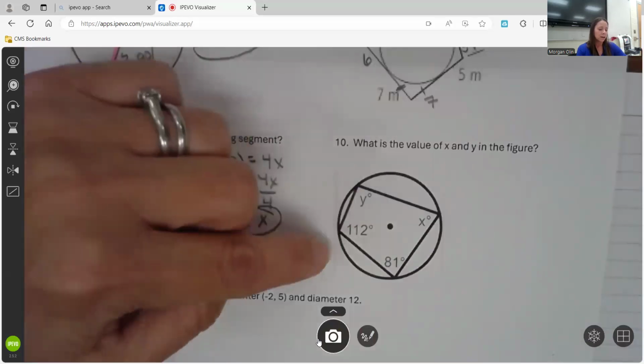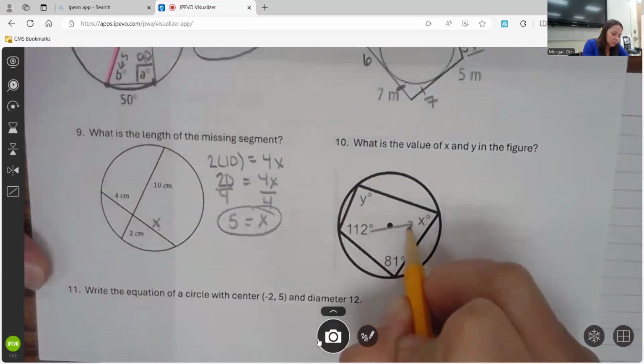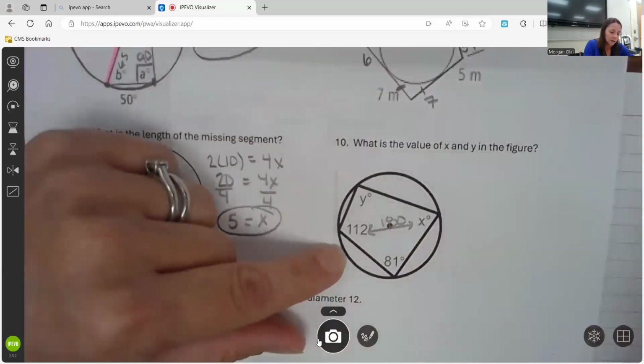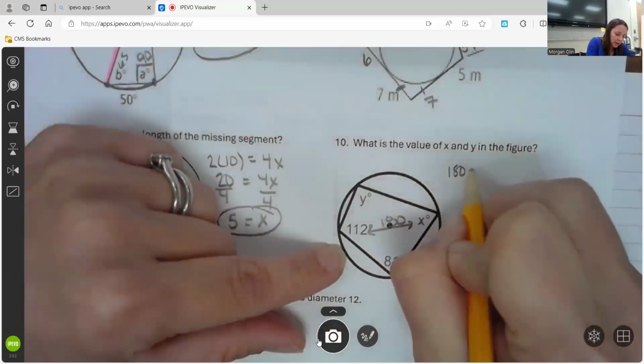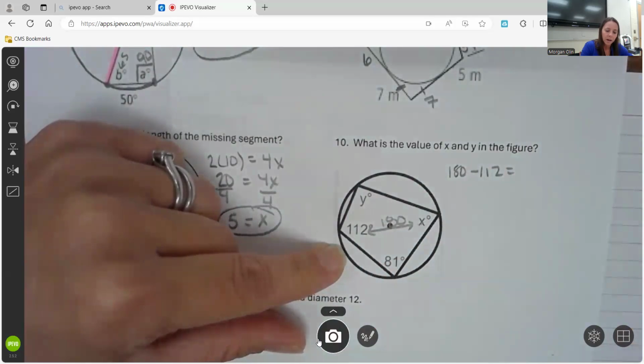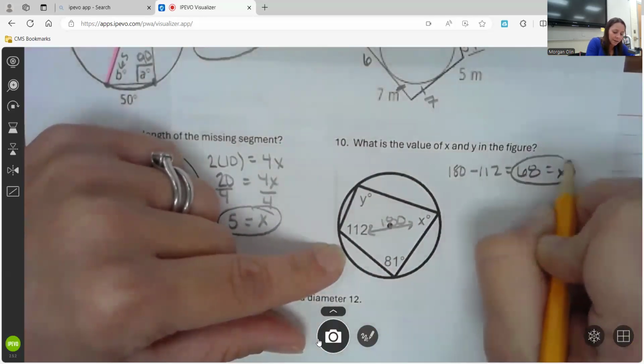All right, so here, anytime you have an inscribed quadrilateral, the two angles that are across from one another equal 180. So X and 112 equals 180. So if I take 180 and I minus 112, I get 68. Okay, that is the value of X.